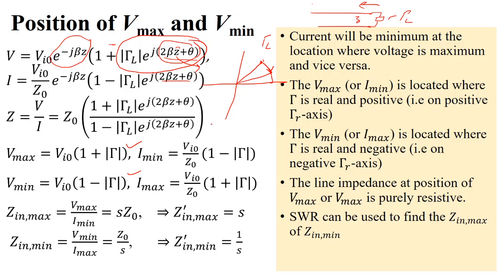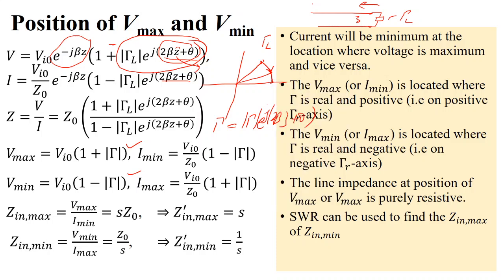So this part is actually gamma, which, as we have already seen, we can write as gamma L times e to the power j(2 beta z plus theta). So this part is actually the reflection coefficient at a location given by z. So V will be maximum when this reflection coefficient has 0 phase, that is, the values are positive real. So when you move along the transmission line and reach the point where you get 0 phase, it means you are reaching this point.